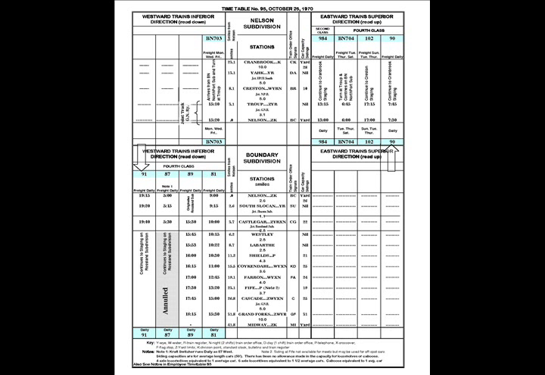And all trains inbound to Nelson, those are the eastbound on the Boundary and the westbound on the Nelson subdivisions, are run as extras. On the train timetable, you'll also find a wealth of other information, including the train order office acronyms and the capacity of each of the sidings.